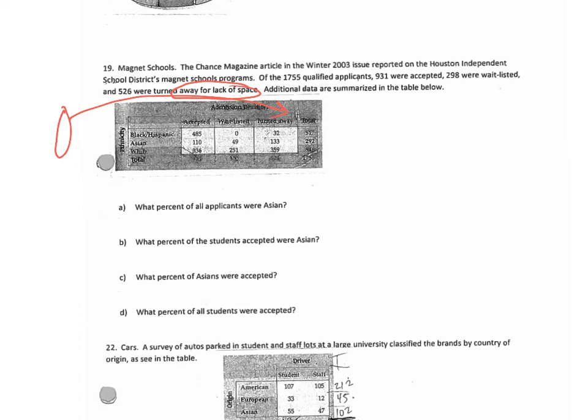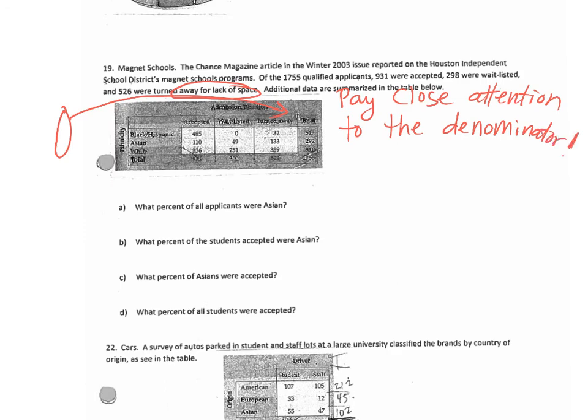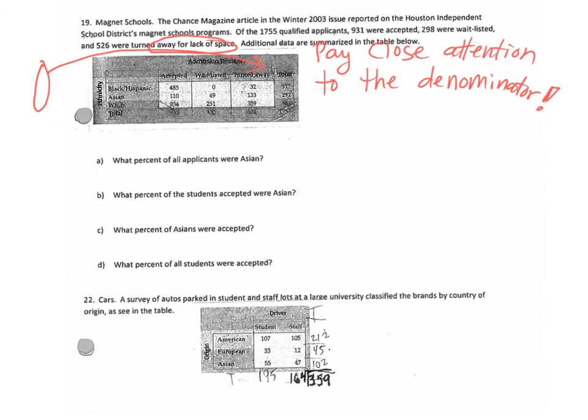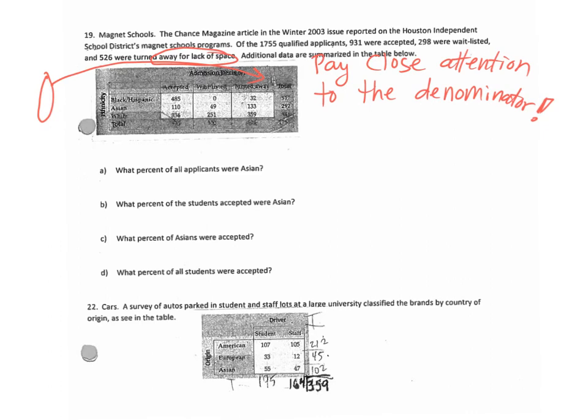Now, I want you on these to pay close attention to the denominators, and we're going to do that here in a minute. Denominators! And here's what I mean. Look at this first problem. What percent of all applicants are Asian? So what's the denominator? Total applicants, which is how much? 1755.